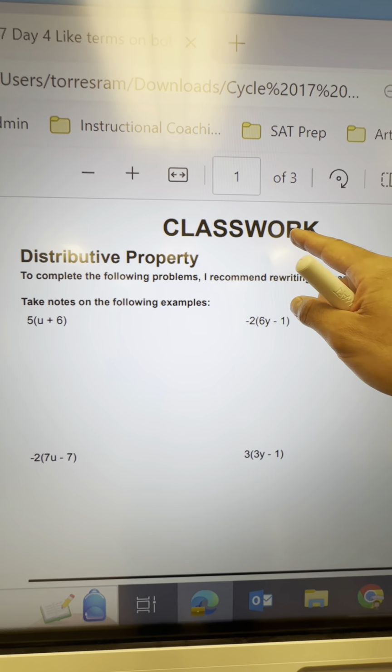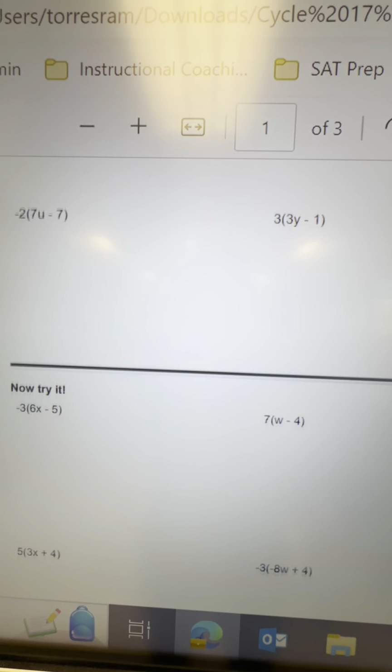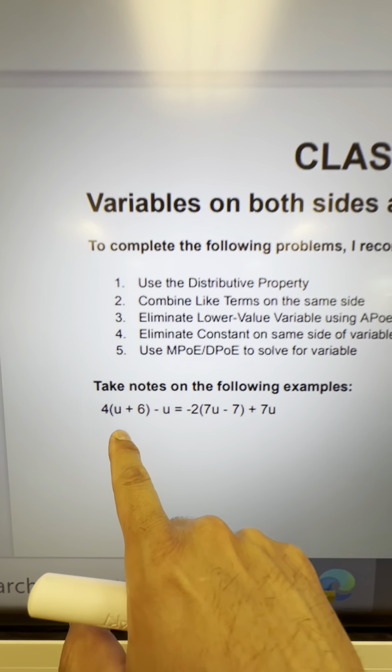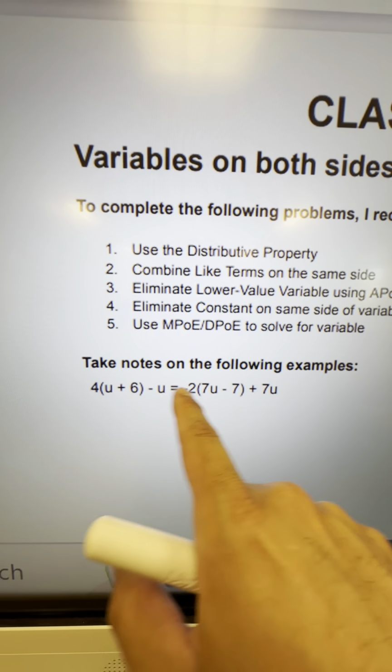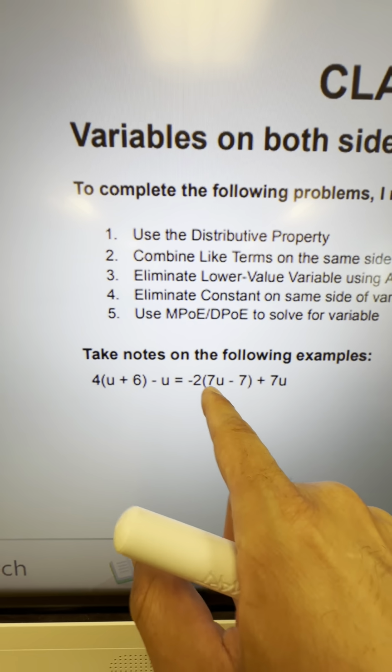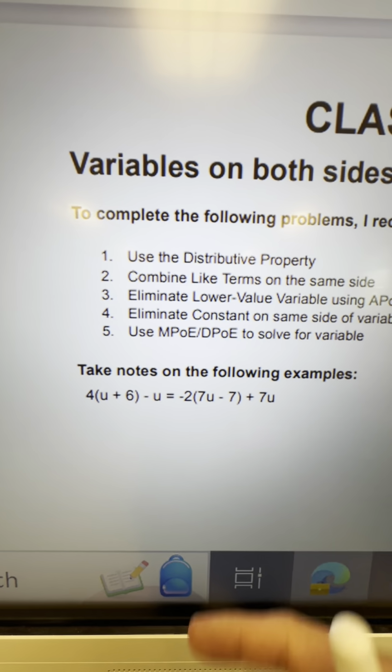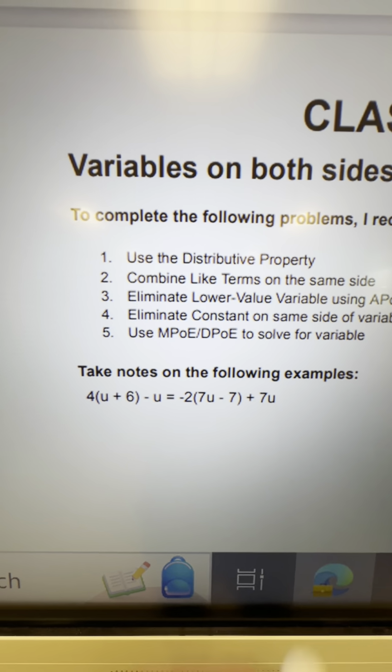This is what you're going to be working on today for today's class for distributive property. And then the other part is going to be problems like this. So you're going to work on solving an equation where you have distributive property on both sides. You're also going to be combining like terms on both sides and then solving it. So this is a multi-step equation.